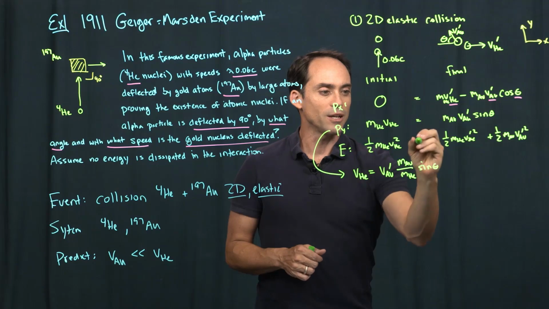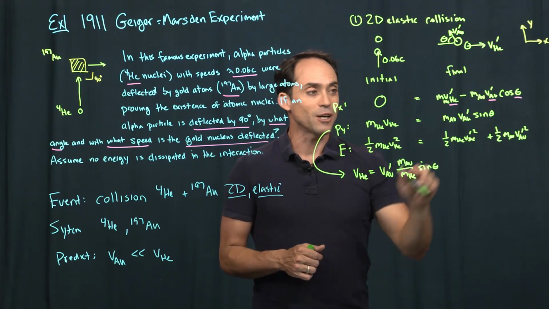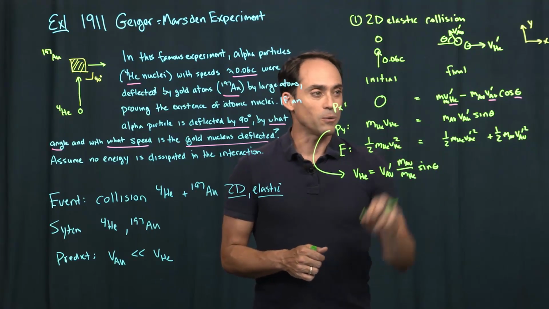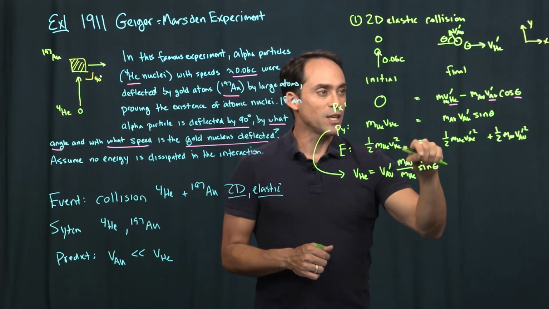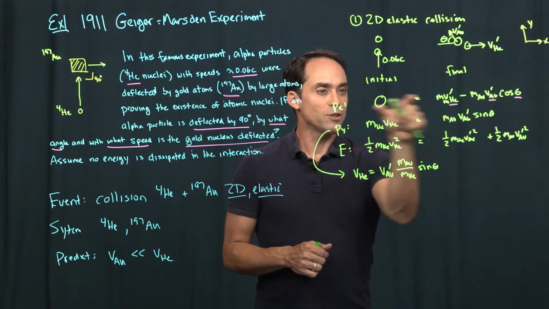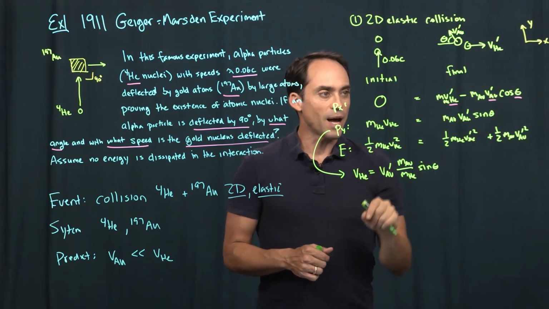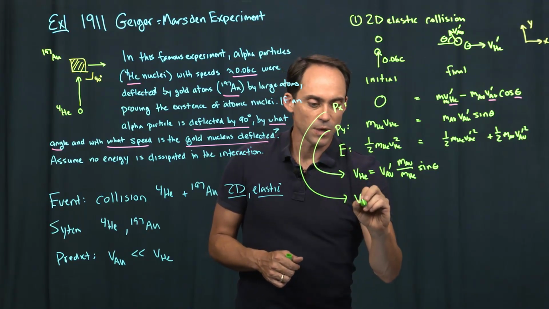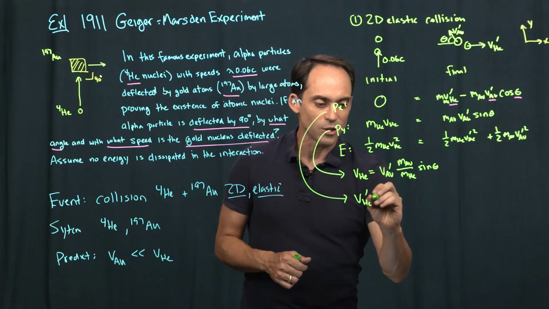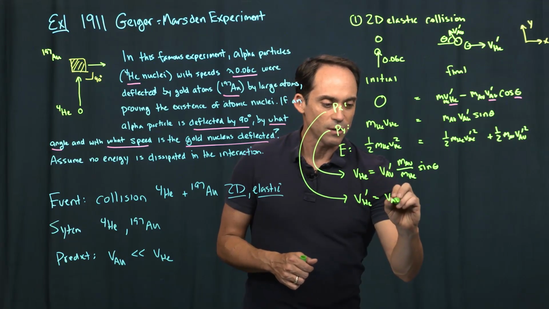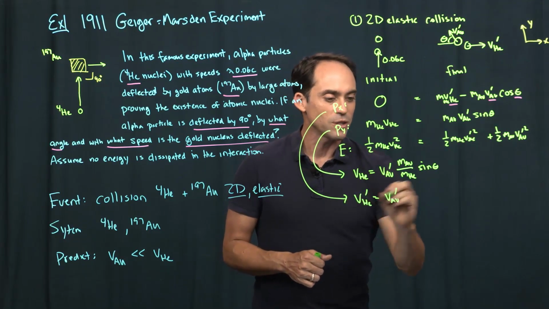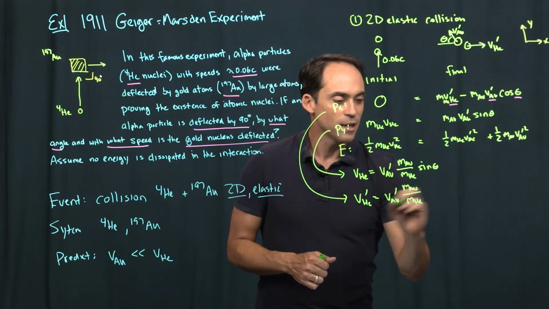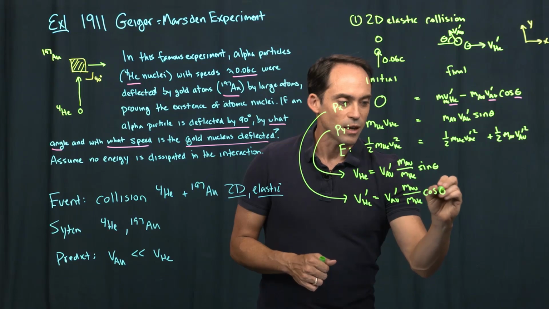I should make sure I make it clear that all of these are equal to each other because there are no external forces and there are no dissipative forces. So these are all equal to each other. So I can use this equation here and just move over this term to this side and then divide by M_He, and I'm going to get the speed of the helium nucleus after the collision is again equal to the speed of the gold nucleus after the collision times this ratio of the nuclei masses times cosine theta.